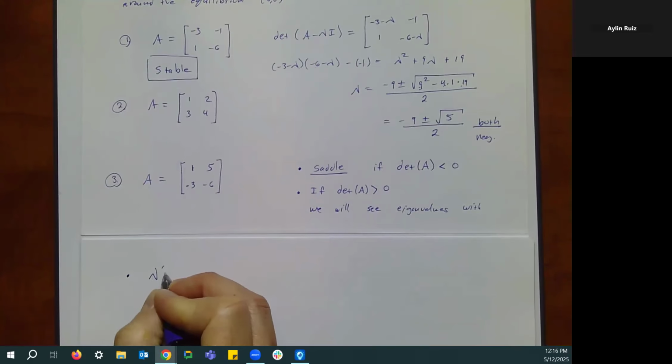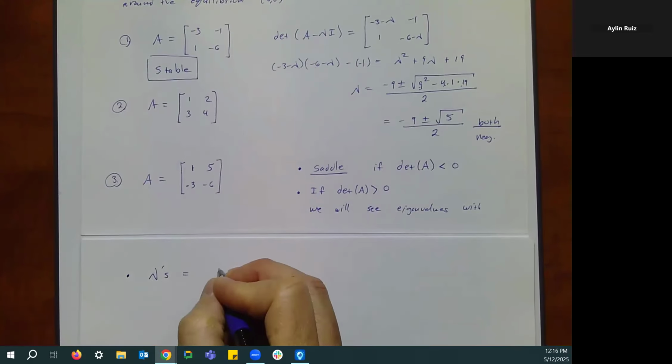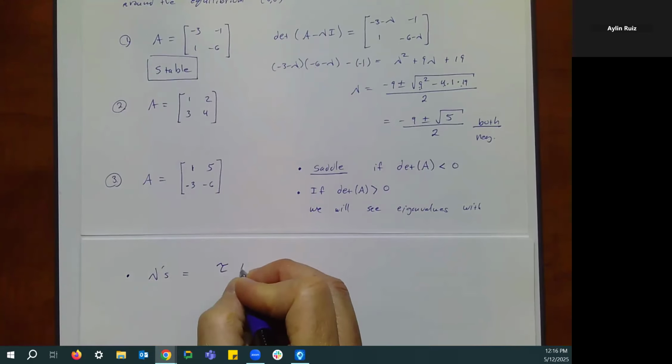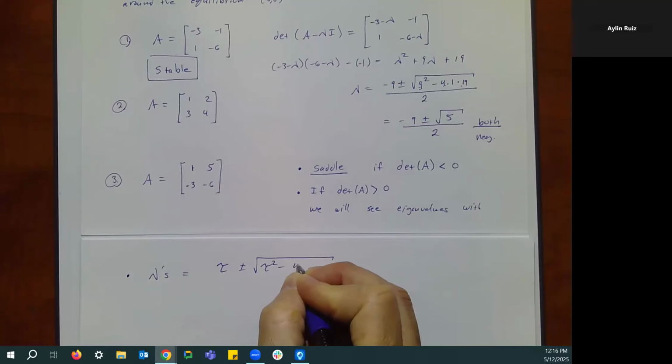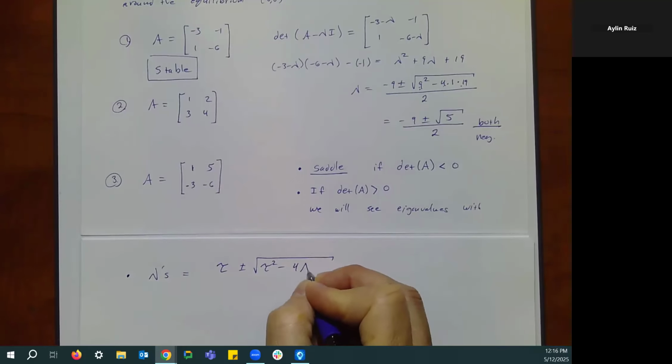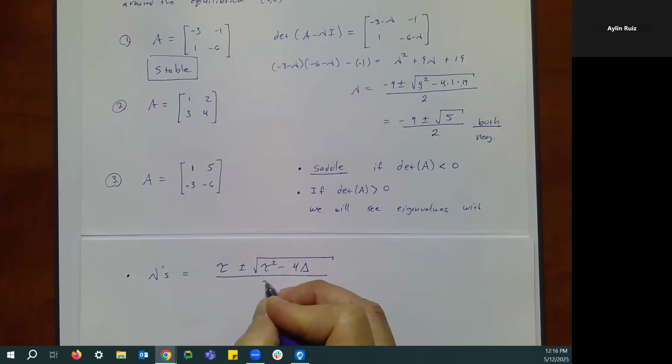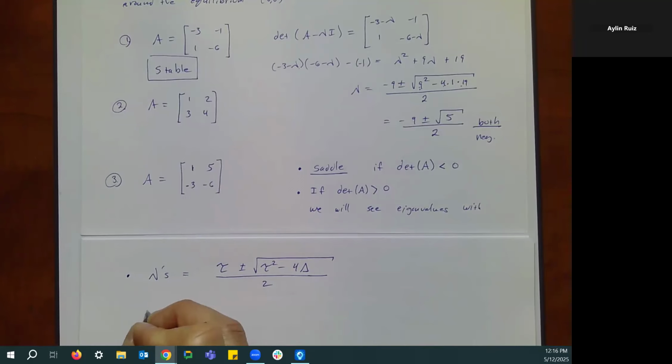Your eigenvalues look like this. It's the trace of the matrix plus or minus the square root of the trace squared minus 4 times the determinant, which we often use that symbol for, over 2. What I really, really want you to know is the following.